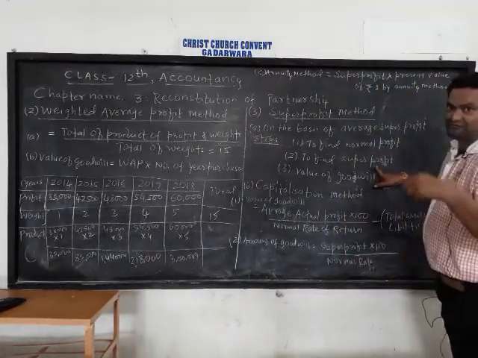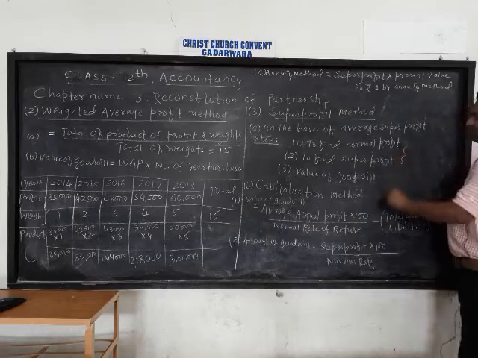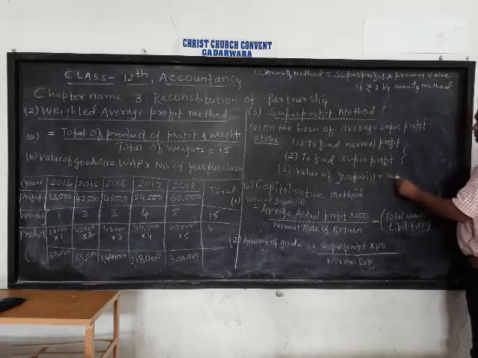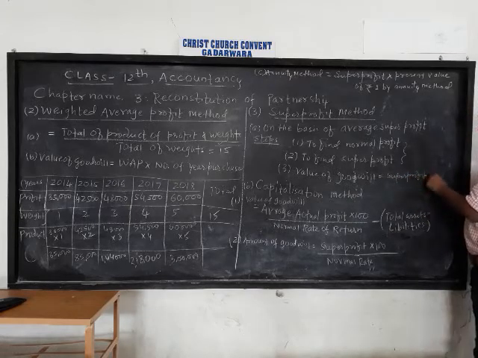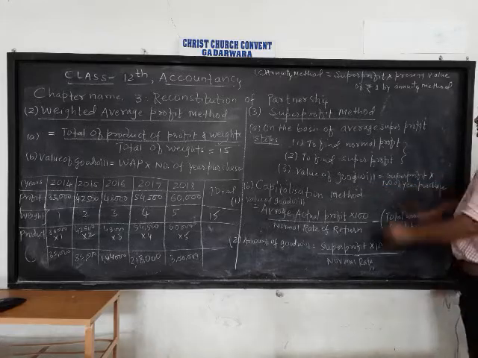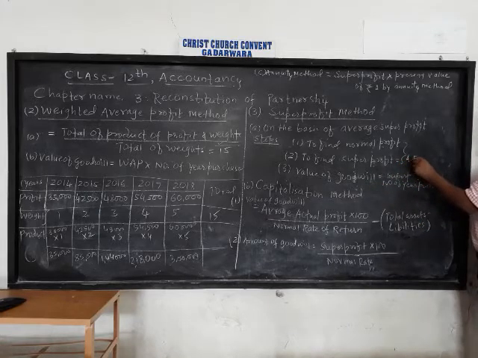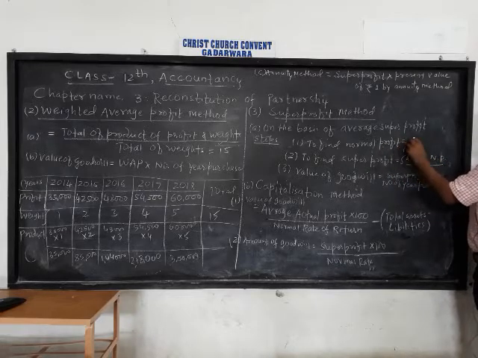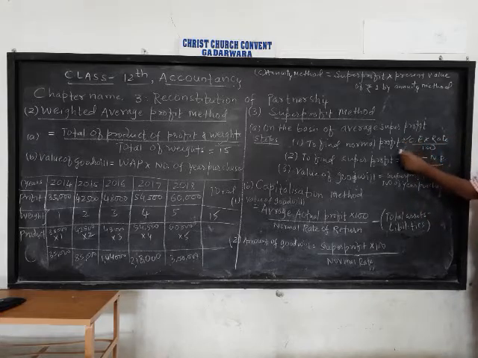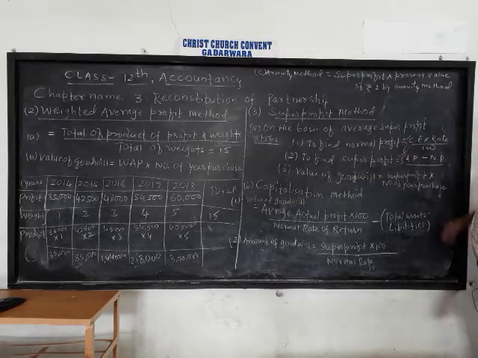For this I have already told you these two formulae, and value of goodwill using the same is super profit multiply number of years purchase. Super profit is actual profit minus normal profit, and normal profit is capital employed multiply rate upon 100. So these formulas are given beforehand, all these three.